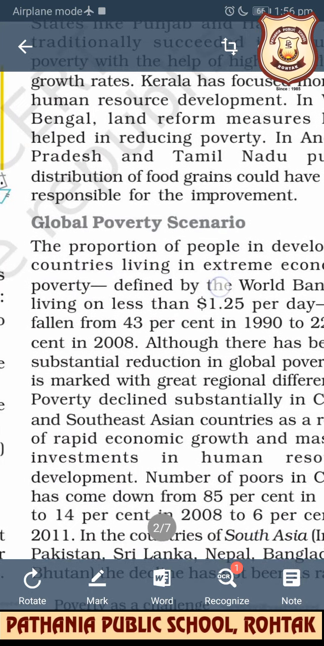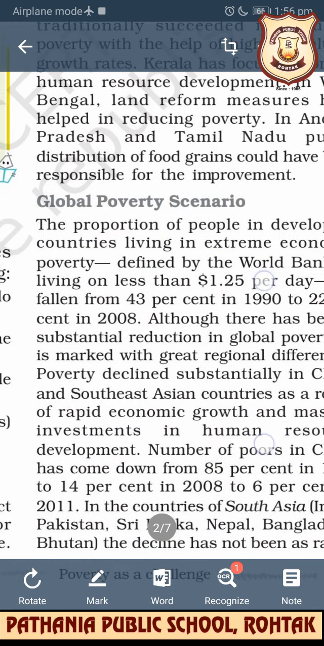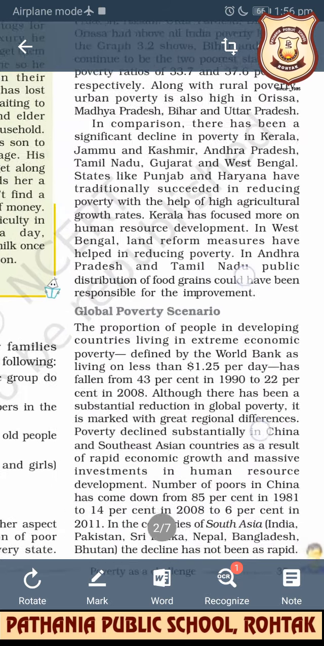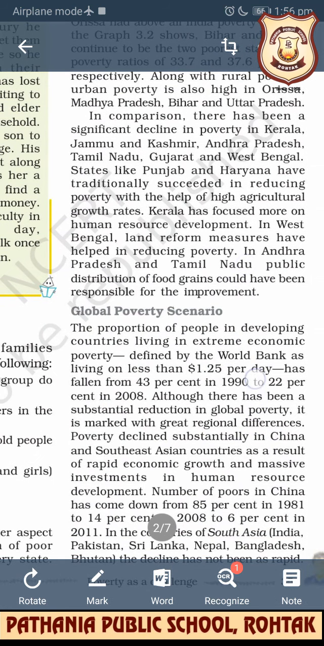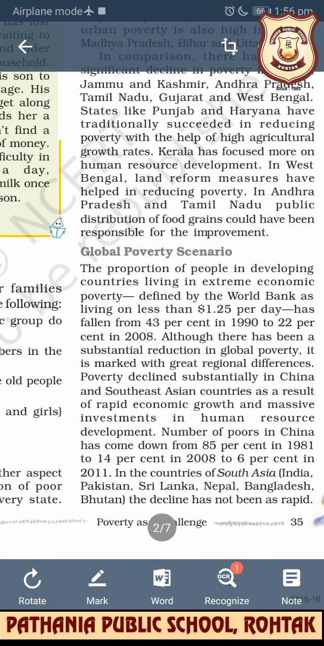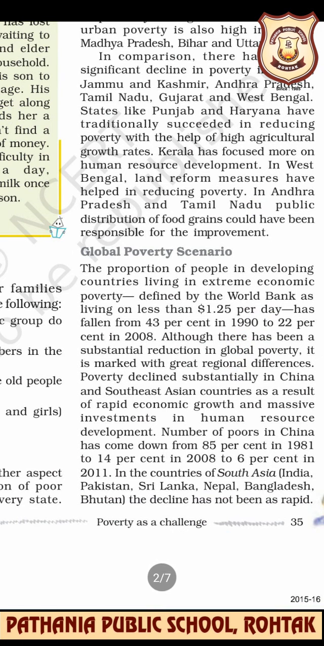Like in the previous topic, we read about the interstate disparity, how the level of poverty is different among different states. And today we will read about the global poverty scenario. The proportion of people in developing countries living in extreme economic poverty as defined by the World Bank, that is, living on less than $1.25 per day, has fallen from 43% in 1990 to 22% in 2008.